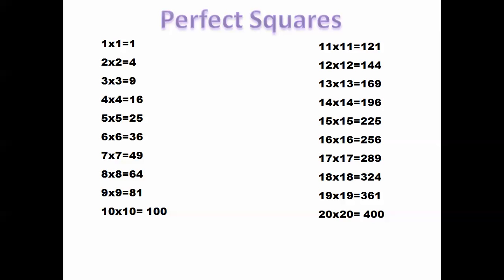Alright, so here are the Unit 1 examples for Section 1.1. Perfect squares. Perfect squares from 1 times 1 all the way up to 20 times 20. So the perfect square is not the 1 times 1 itself, but it is the answer. So 1, 4, 9, 16, 25, 36, 49, 64, 81, 100, 121, 144, 169, 196, 225, 256, 289, 324, 361, and 400 are the perfect squares.